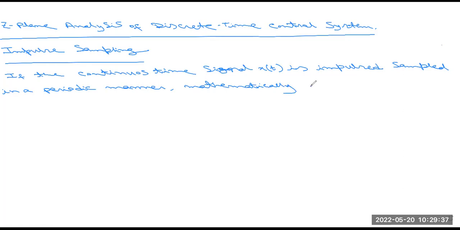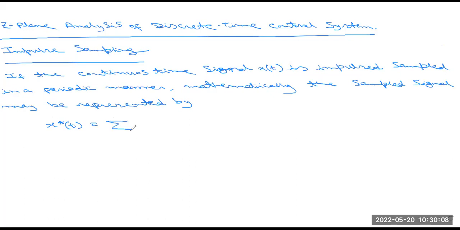Mathematically, the sampled signal may be represented by x*(t) equals the summation for k equals 0 to infinity of x(t) delta(t minus kT). This is basically the single sided z-transform method. So this is the mathematical form of the impulse sampling method.